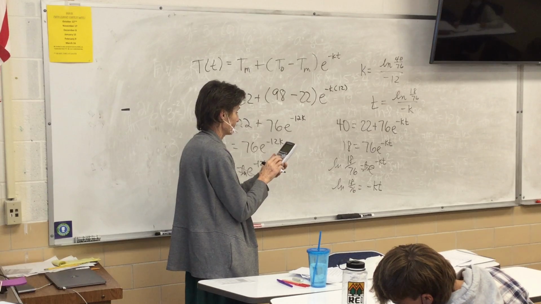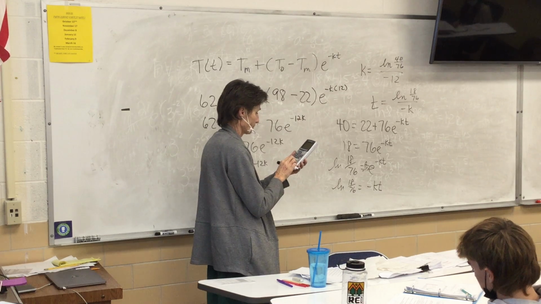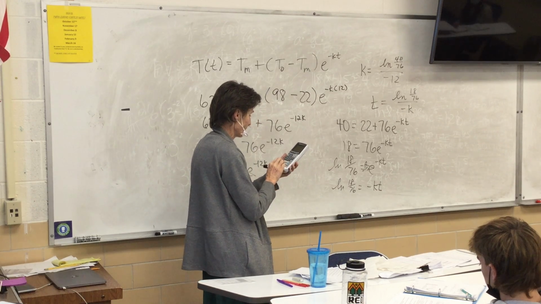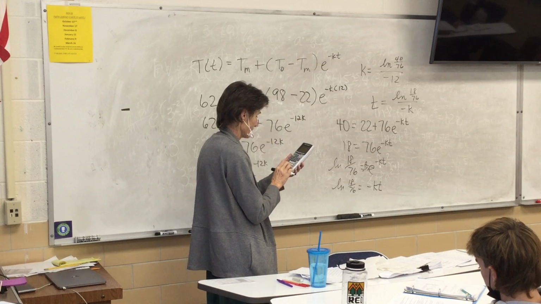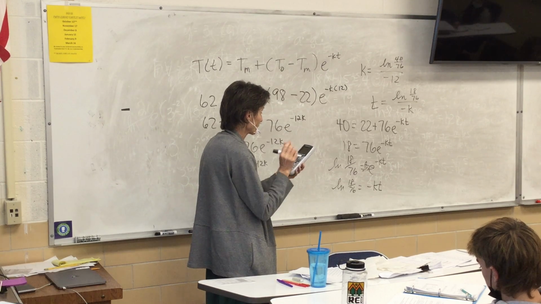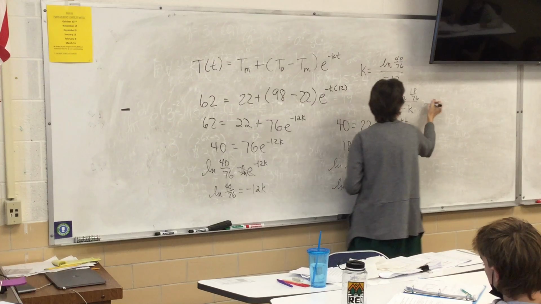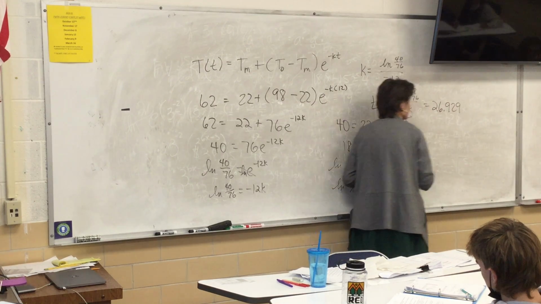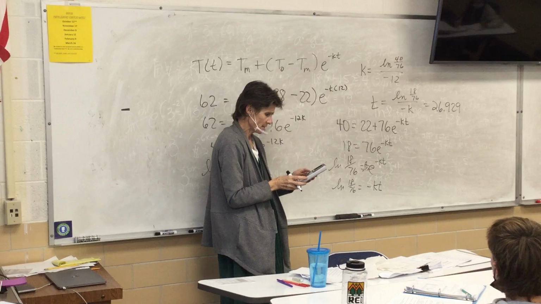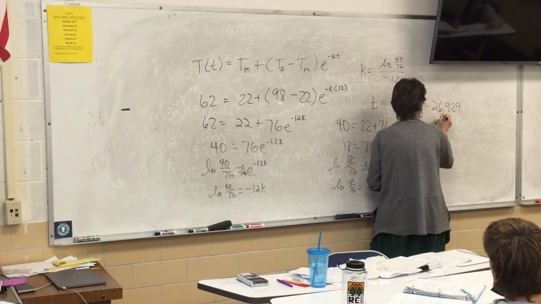Okay. I lost the number. Alright, now I got my key back again. Okay. ln. I got 26.929. Anybody else get that? And what would be the unit on that? Is that degrees or what? Minutes. That's minutes. How long will it take? So it'd be about 27 minutes, basically.